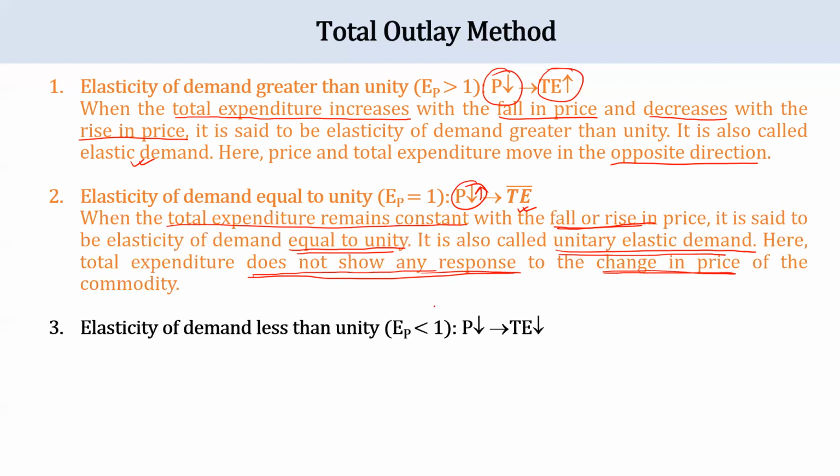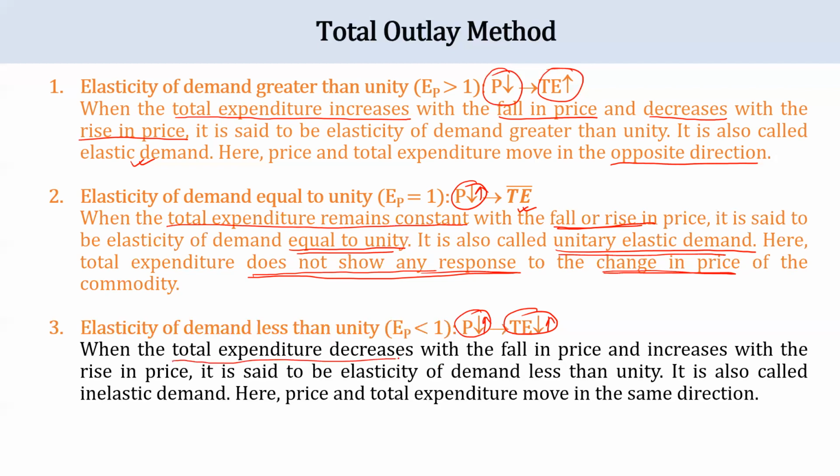The third case is elasticity of demand less than unity. In this case, total expenditure decreases with the fall in price and vice versa, that is, total expenditure increases with the rise in price. So there is a positive relationship between the variables, that is, total expenditure and price. Price and total expenditure move in the same direction. And this is the case of inelastic demand, that is, the value of price elasticity of demand is less than unity.